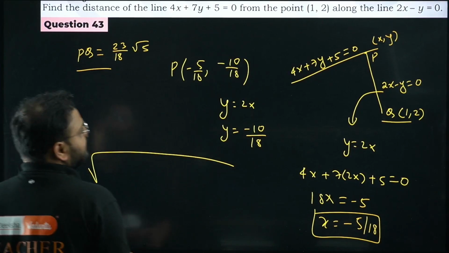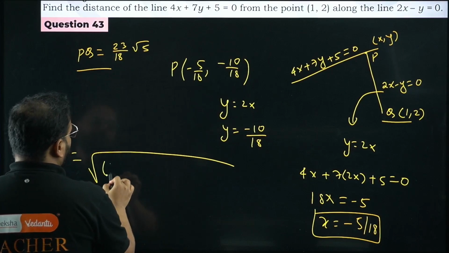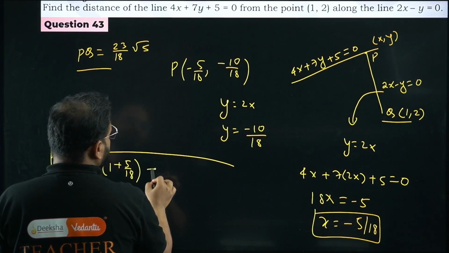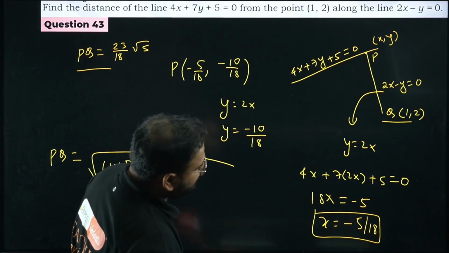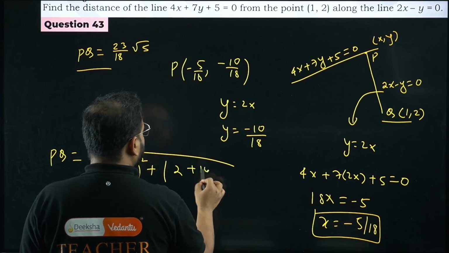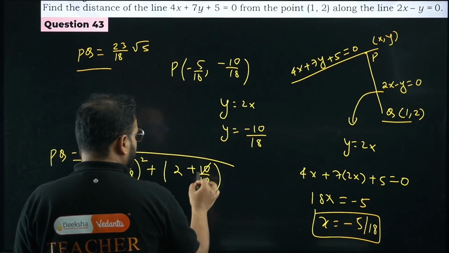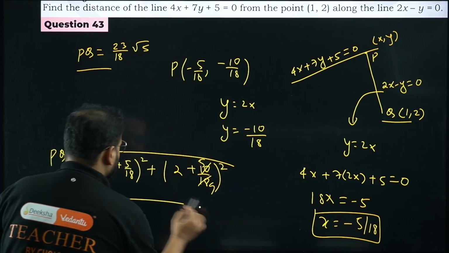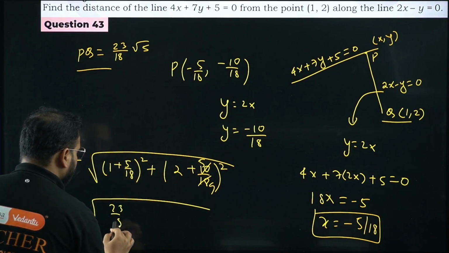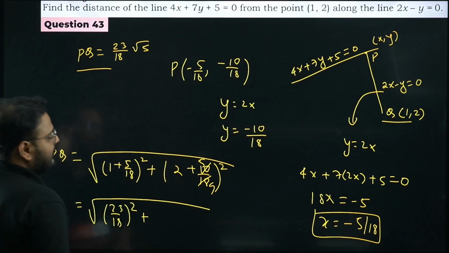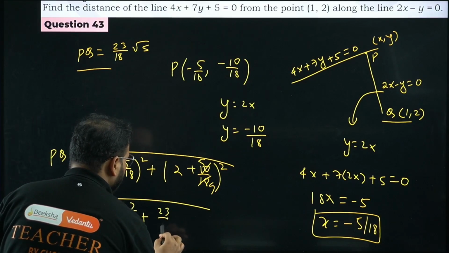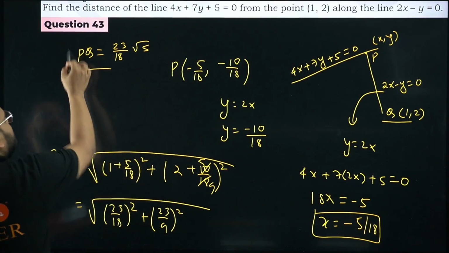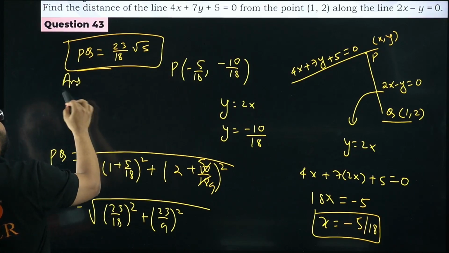What you can do is, very simple, take this out: 1 plus 5 by 18, the whole square, plus the whole square of 2 plus 10 by 18. Cancel this, it will become 5 by 9 the whole square. So I'll have 18 plus 5 is 23 by 18 the whole square. Over here I have 18 plus 5, 23 again, 23 by 9 the whole square. You can solve it like this from here. Solve it please, you're going to get this answer. This is your answer, so please check and let me know you're getting the same answer.